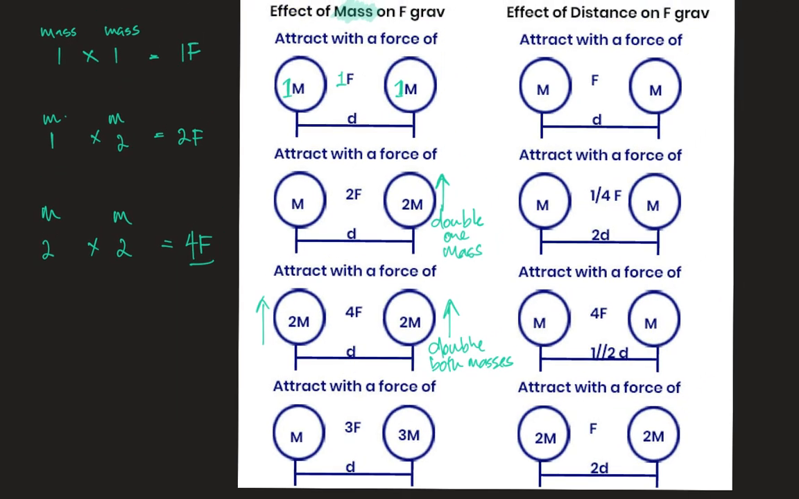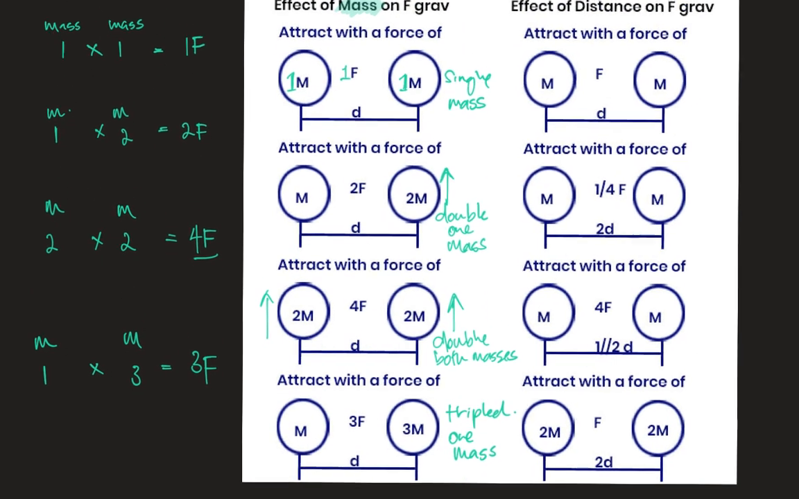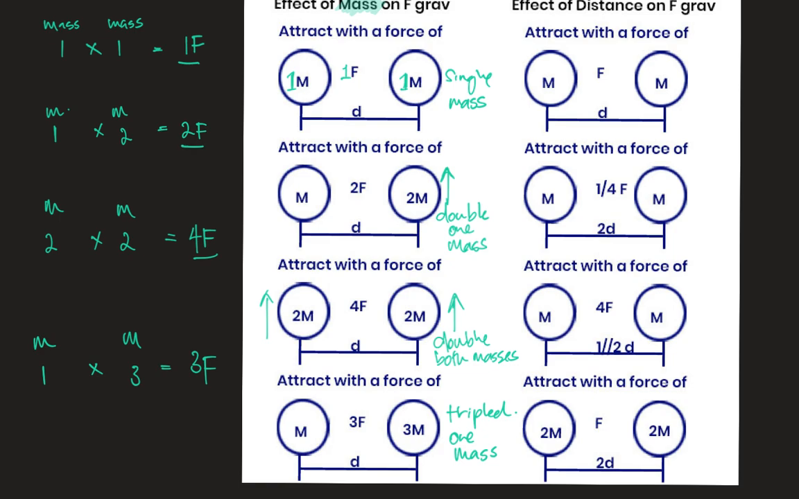The fourth thing we're looking at is here they tripled one mass. So you've got mass 1 times the second mass, which is 3, and you're going to end up with 3 times the force. So when you do these kinds of calculations, whatever they tell you to increase or decrease, you do that to the formula. And that is how your mass is going to affect your force.